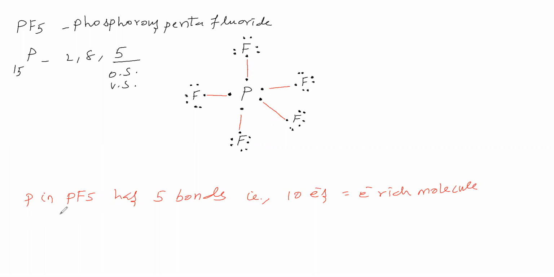In PF5, phosphorus has 10 electrons in the valence shell. 10 electrons means greater than octet, so we can say it is an electron rich molecule. Then how will this PF5 be arranged?